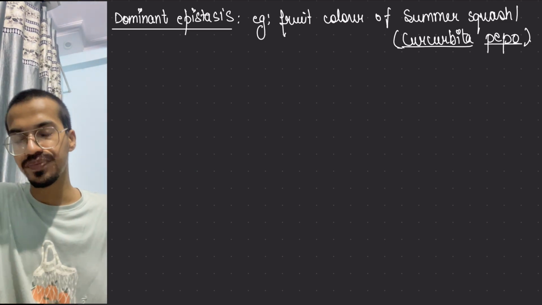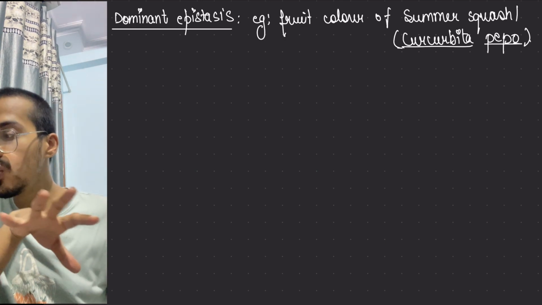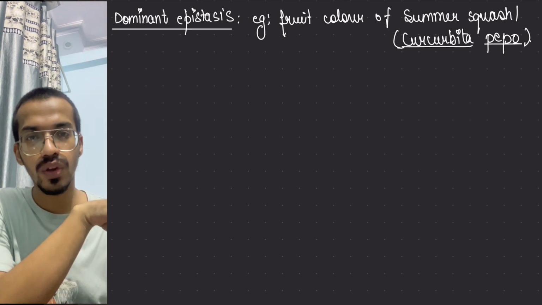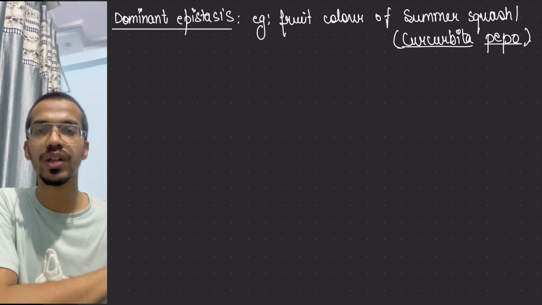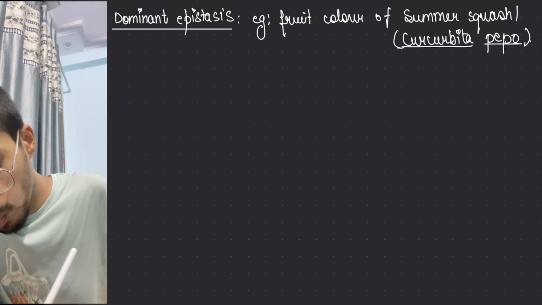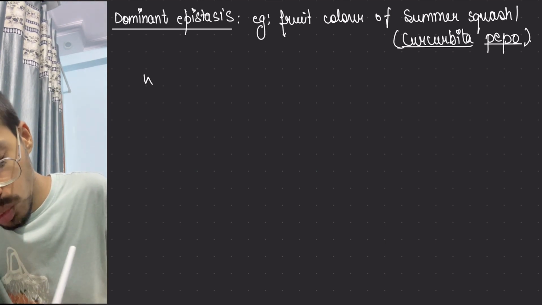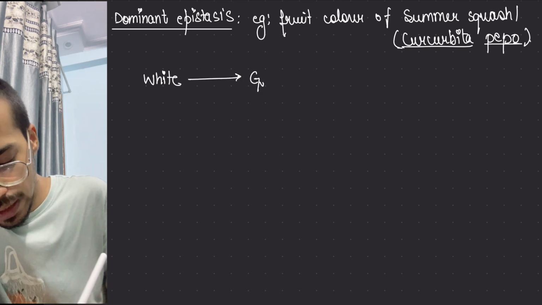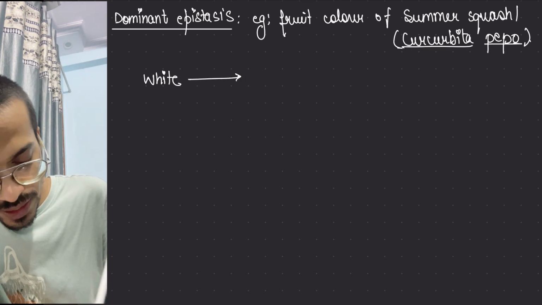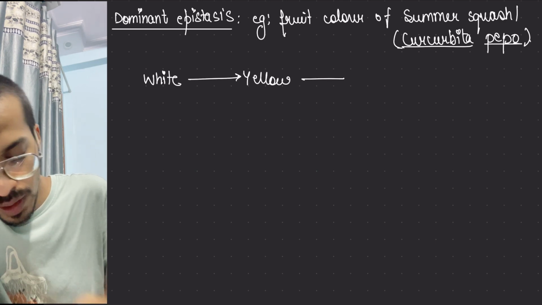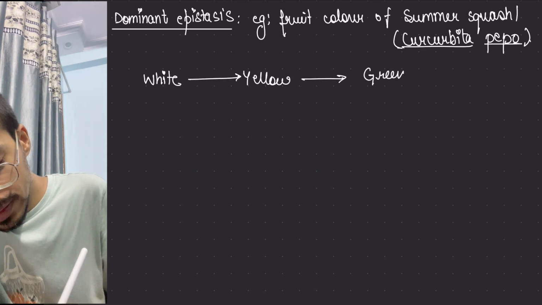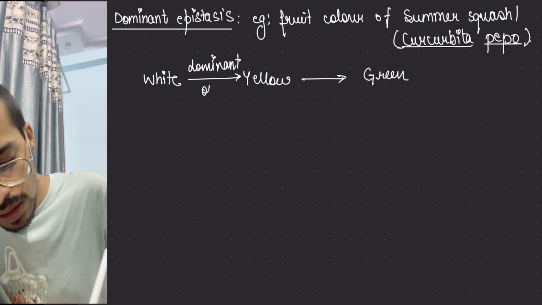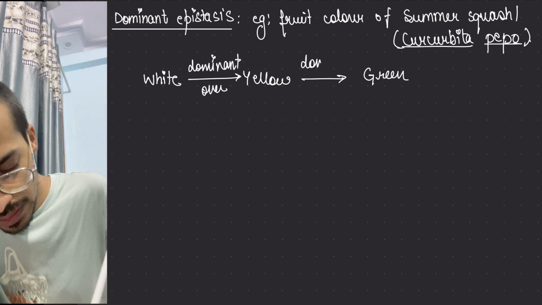How will it come? White color is dominant over all the colors. Yellow is dominant over the green. Okay, so what happened? White is dominant over what? Over yellow, and yellow is dominant over green. So white is dominant over this and yellow is dominant over this.